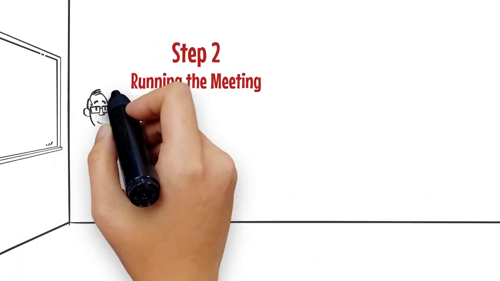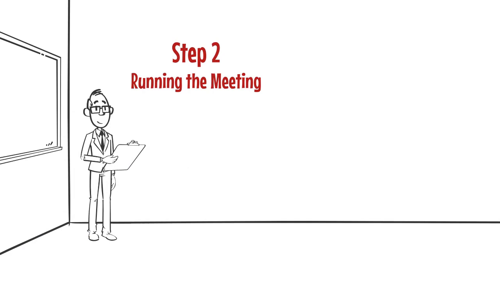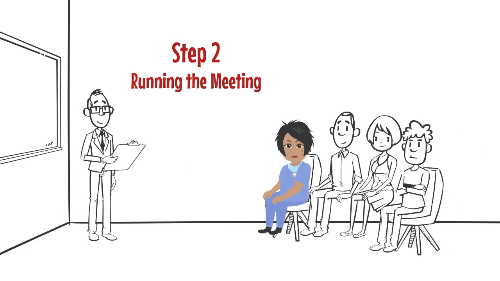Step 2 involves running the meeting. Appoint a chairperson. This might be the team lead initially, but you can rotate this role. Start on time so that you can finish on time. You might want to do an introduction exercise for any new members. Ensure everyone has a copy of the agenda and assign roles such as a minute taker or note taker and a timekeeper. Remember, the chairperson cannot do everything.